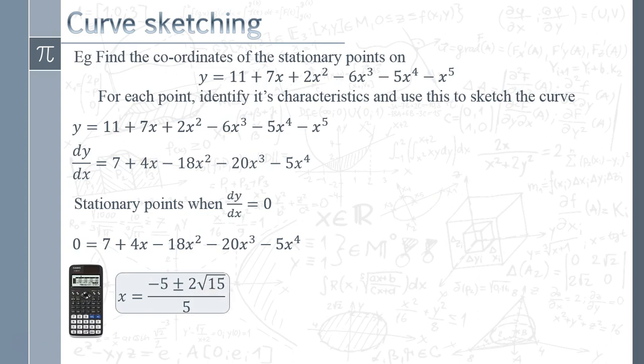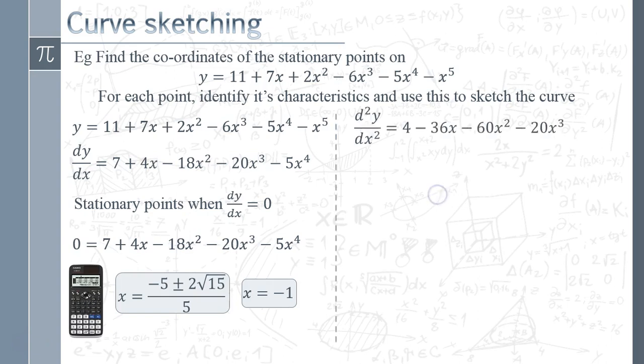There we go. We've got two values. First one, x equals (-5 + 2√15)/5. And the second one, (-5 - 2√15)/5. And then we've got another solution at x equals -1. What that's telling us is we've actually got 3 points on the curve where we've got stationary points. Next we've got to figure out what is going on with those stationary points.